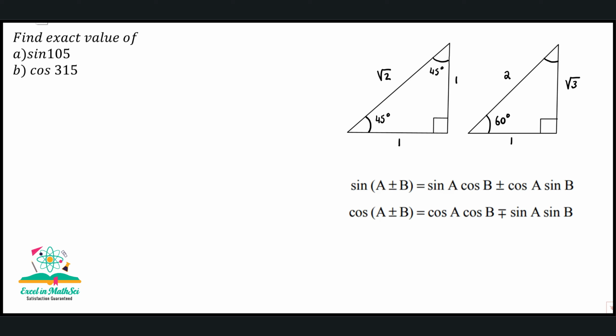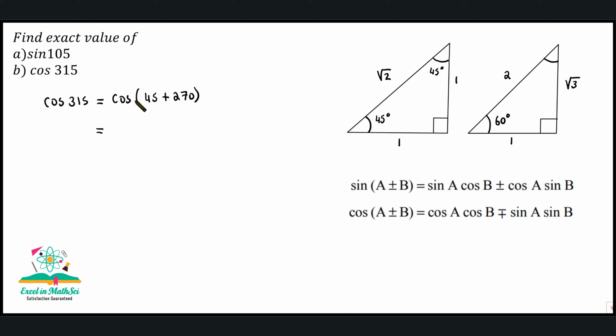Next we're going to find cos of 315. So cos of 315, well, we could write this as cos of 45 plus 270. Now, in order to do this, we're going to be using this identity. This is where you have to be careful. If you've got cos A plus B, that goes to cos A cos B minus sine A sine B.